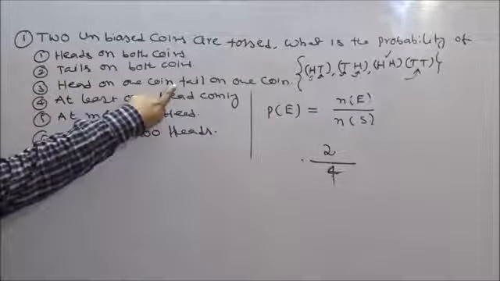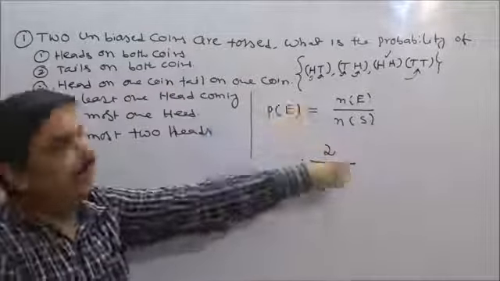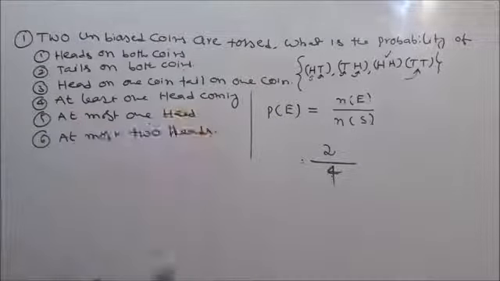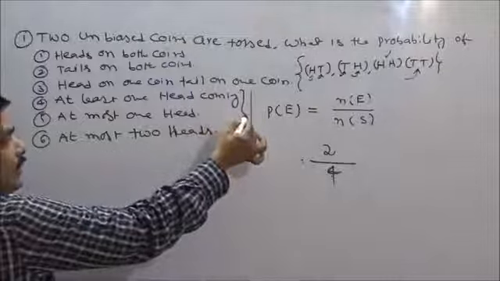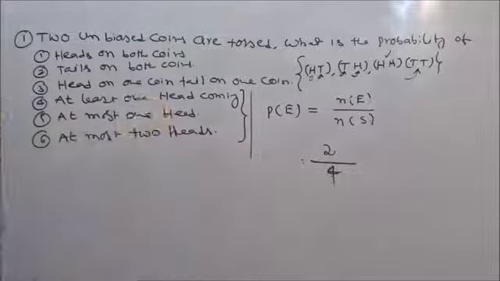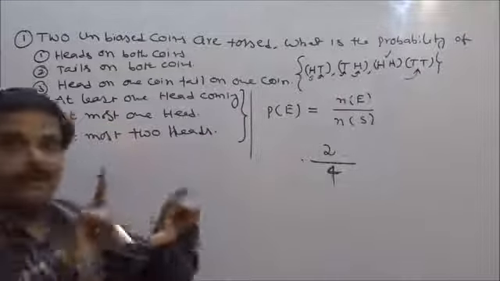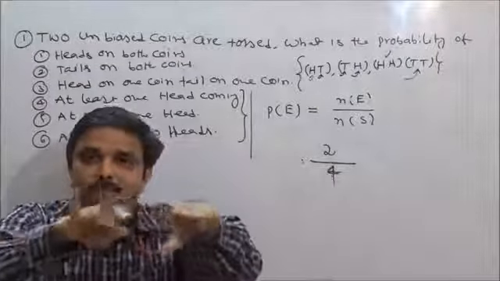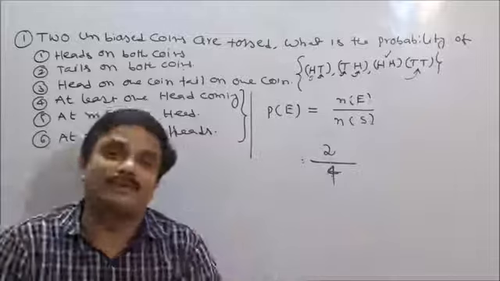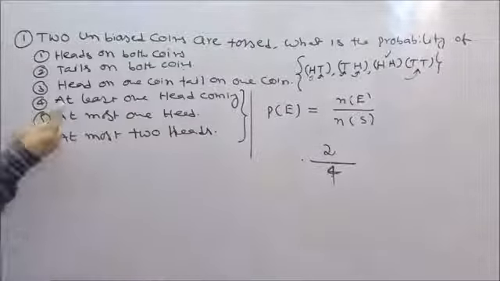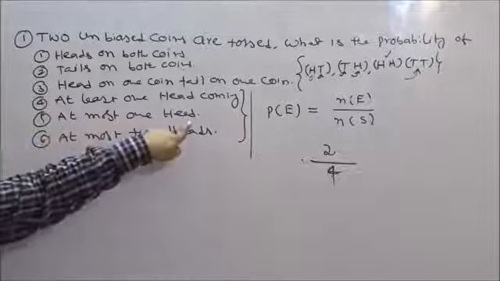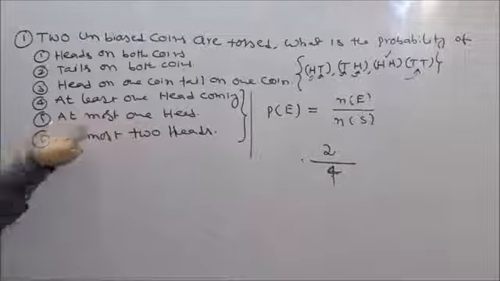Third one we have done. Now fourth one you see: at least one head coming. Now these 3 questions are important, students. These 3 are very, very important. Basic level questions, we will take this one as a foundation for some advanced questions. The words at least, at most are very, very important. I am telling you. At least and at most.